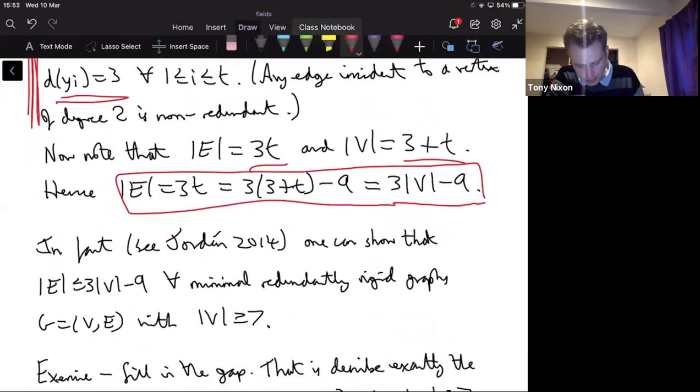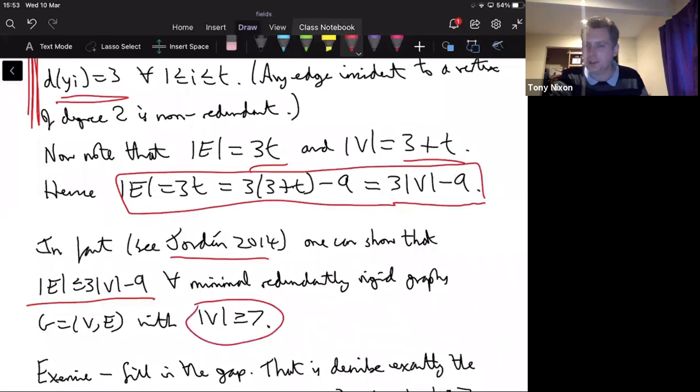And in fact, what Tibor was able to show is that 3v minus 9 is a bound. So you can improve the bound I gave from 3v minus 6 to 3v minus 9, as long as you look at graphs on at least 7 vertices.